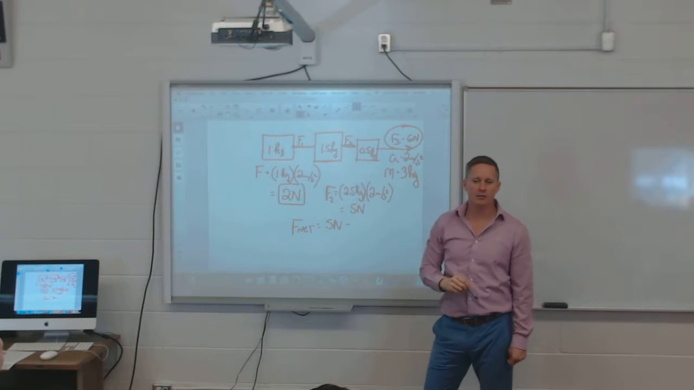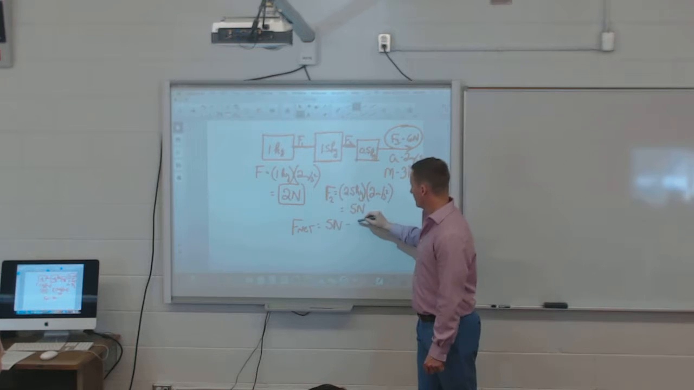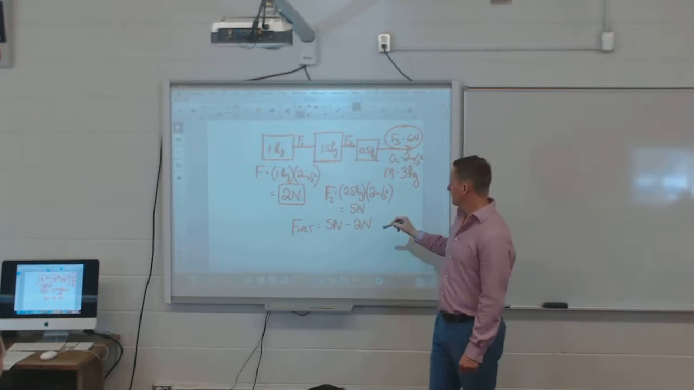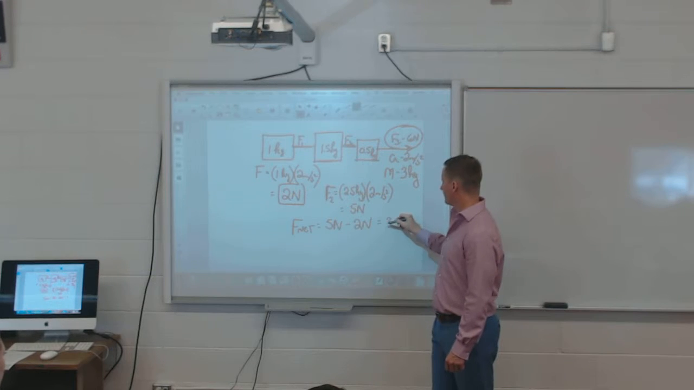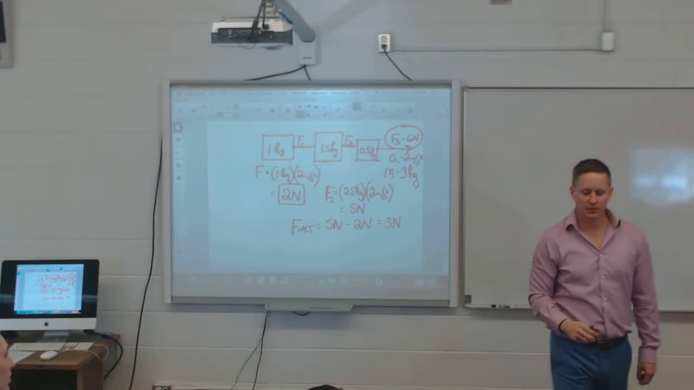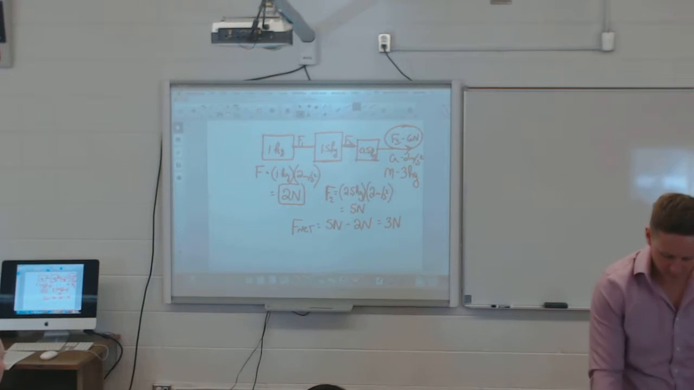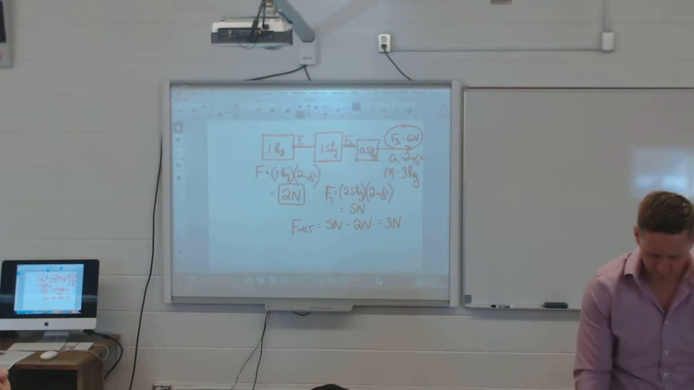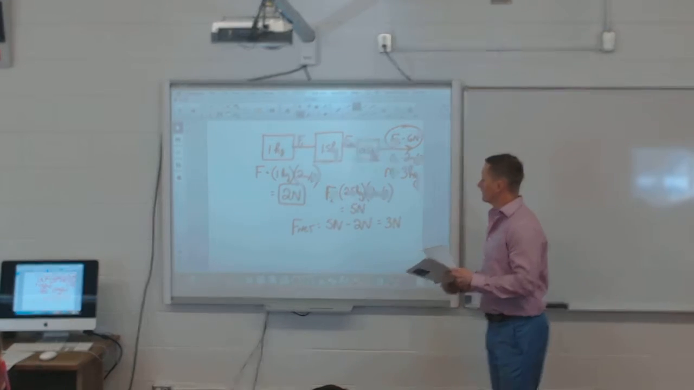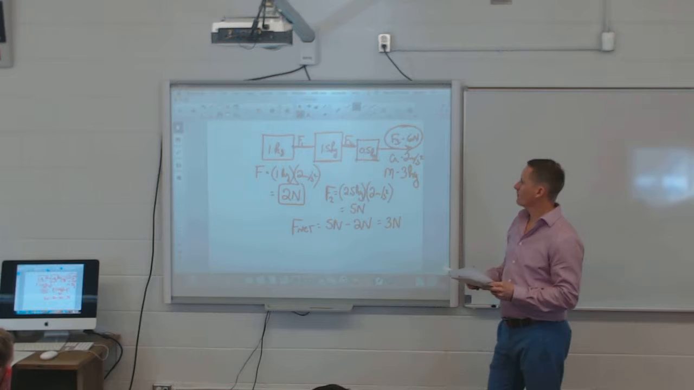5 newtons in the direction of motion, 2 newtons pulling it back. The net force on that guy is 3 newtons in the direction of motion. Couldn't you just do 1.5 times 2? Yeah. Just that the mass is 1.5 kg, and then we know the acceleration is 2.